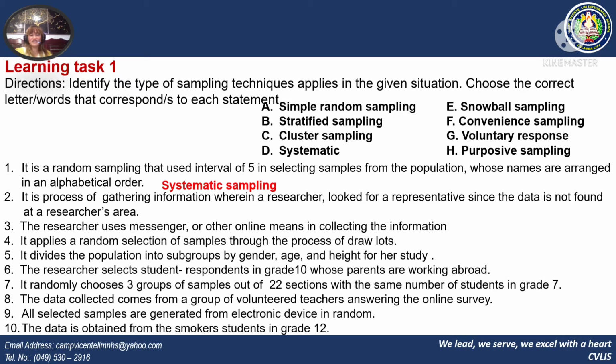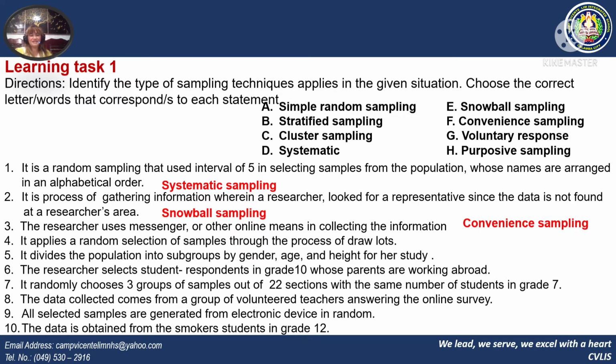Very good. The answer is systematic sampling. 2. It is a process of gathering information wherein a researcher looks for a representative, since the data is not found at the researcher's data or area. The answer is snowball sampling. Very good. The researcher uses messenger or other online means in collecting the information. Nice. The answer is convenience sampling.